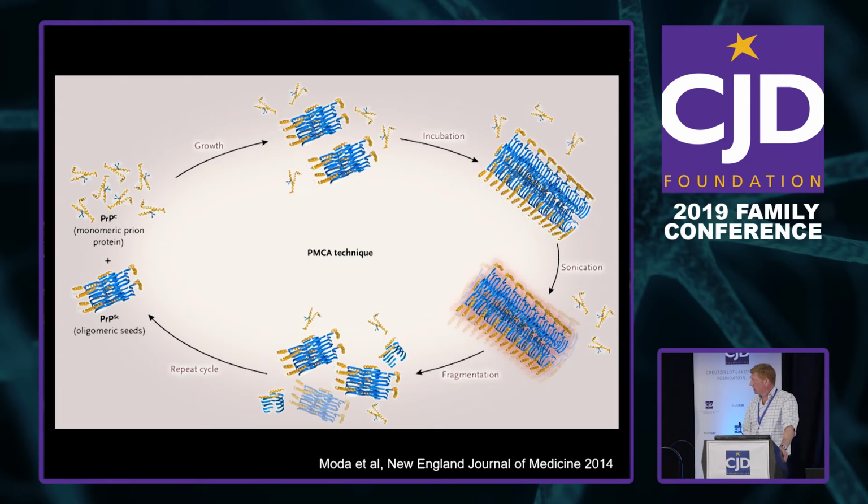PMCA is summarized here. This is lifted from a paper in the New England Journal of Medicine. So again, there's a pool of PrP-C to which a small amount of seed material, when added, leads to growth and elongation. And then there is a burst of sonication to break up those growing prion rods. And after fragmentation, there is an increase in amplification in the number of seeds. And the reaction goes round and round, amplifying material.